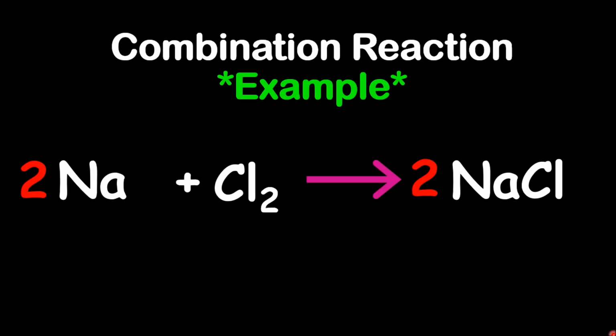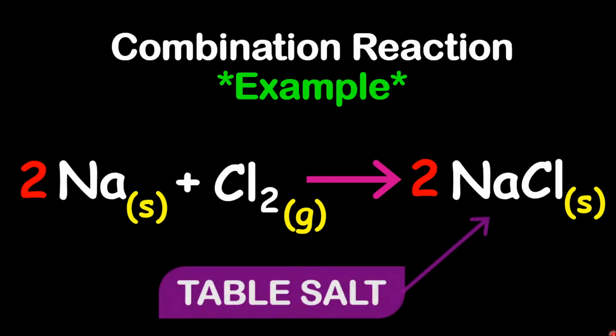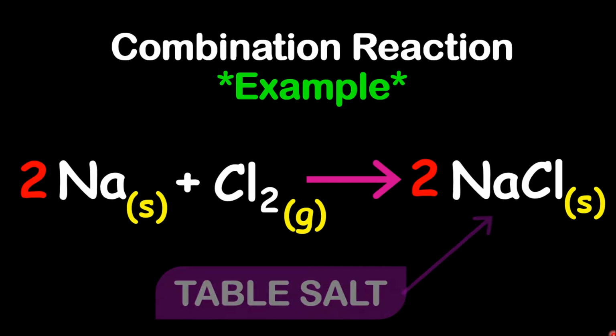The next step is to put the states. Sodium is a solid, chlorine is a gas, sodium chloride is a solid. Sodium chloride is a very useful substance in our everyday lives, and it is commonly called table salt. Let's go into another type of reaction.